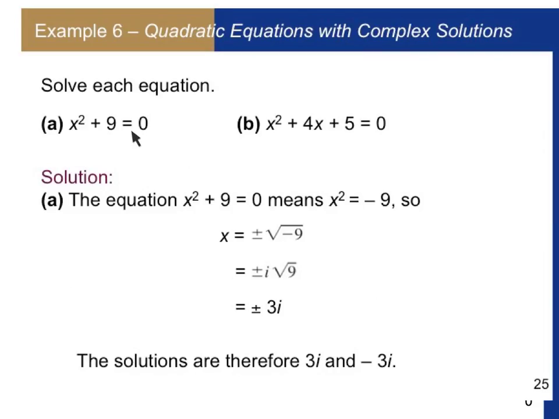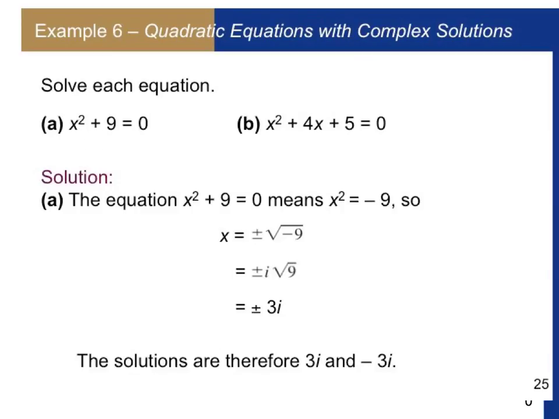Okay, so let's look at a couple examples. x squared plus 9 equals 0. That would be finding the x-intercepts of y equals x squared plus 9. That means x squared equals minus 9, which means x equals plus or minus square root of minus 9. But remember, we can't take a negative square root. But now we can, using i. So that would be plus or minus 3i. So the solutions are 3i and minus 3i, not real solutions.